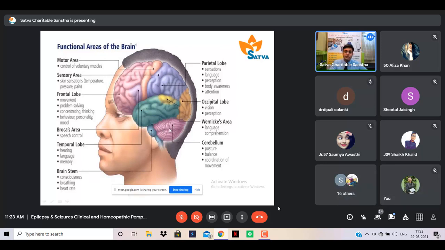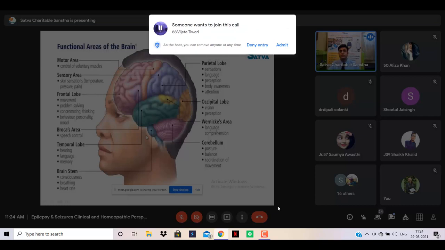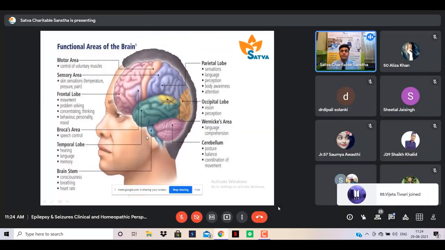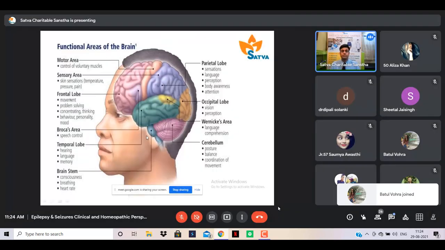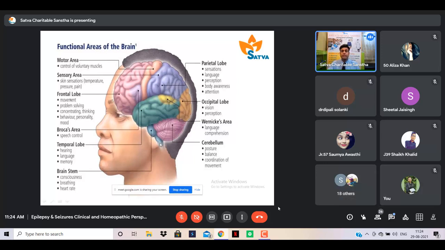At the posterior aspect, or the tail end of the brain, we have the cerebellum, which, as we all know, is responsible for balance. And further down, when it descends, there is the brainstem, which is responsible for various vital functions of the body related to the cardiovascular system, that is heart rate, then breathing, the respiratory system, and the level of consciousness, that is the RAS, the reticular activating system, which leads to conscious awareness.